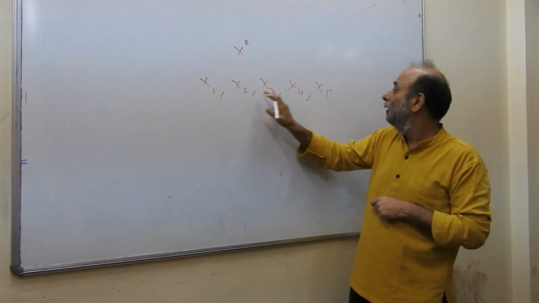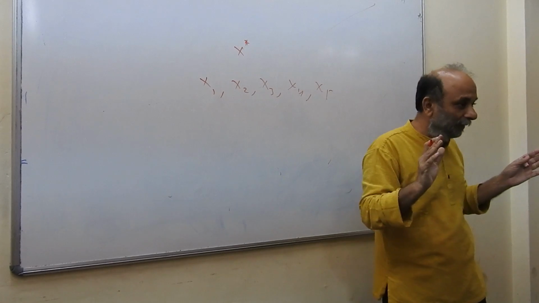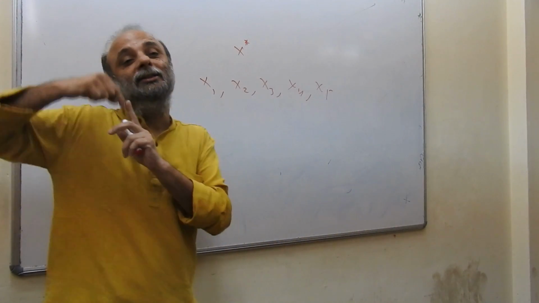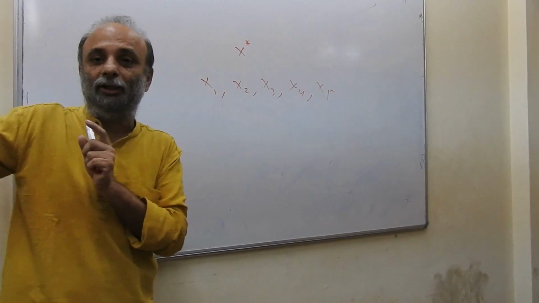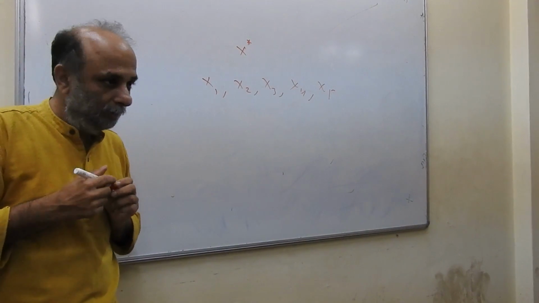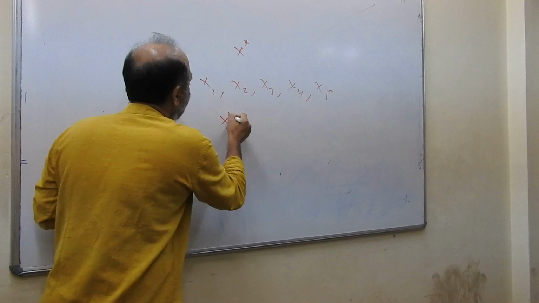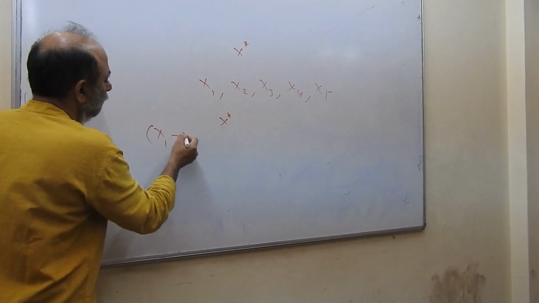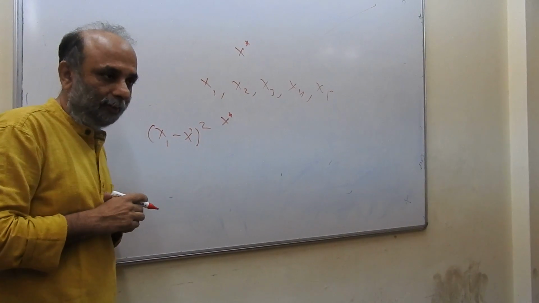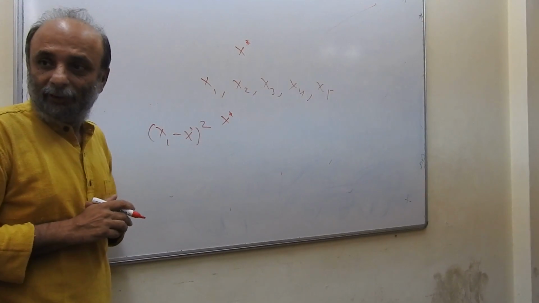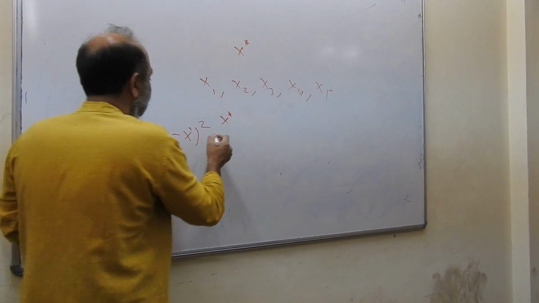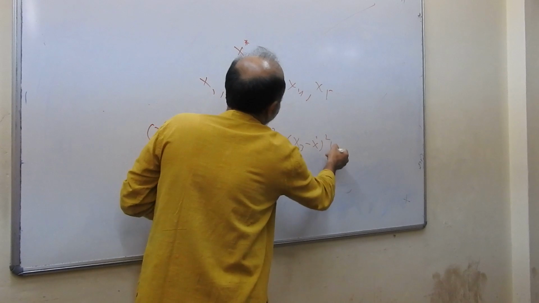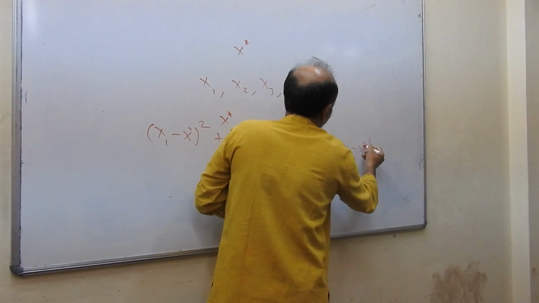You can be very close to here, but then you are very far from x4 and x5, so the total distance might be high. So you want to find a location which has the property that the sum of the distances of your house from all these locations is as small as possible. Let us call x star such a location. So what is the distance from x1 to x star? x1 minus x star square. Right, the idea that I've used. x1 minus x star square plus x2 minus x star square, x3 minus x star square, and so on.